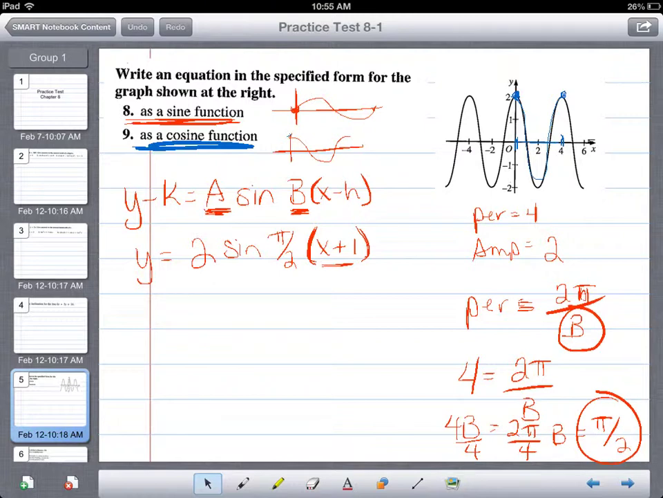So A's and B's are all the same. We just need to pay attention to vertical shifting, which again there is none. We're in cosine this time. Pi over 2 is the same. And now we need to take a look at horizontal shifting. Well, we started where x is 0. We started right on the y-axis here. So in this case there is no horizontal shifting, and I'll just put an x there.